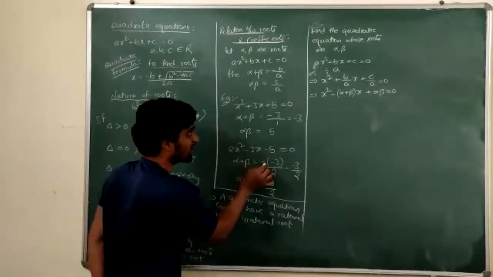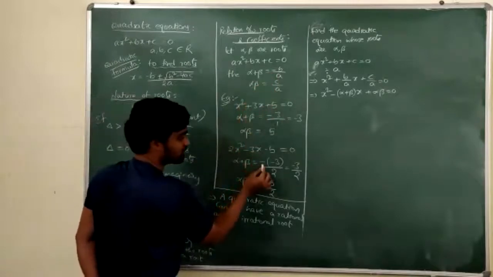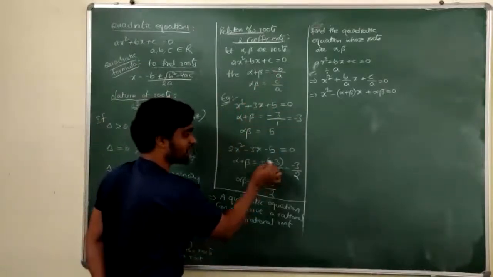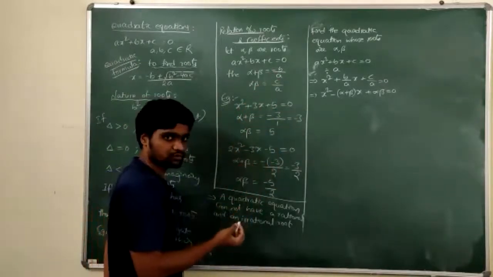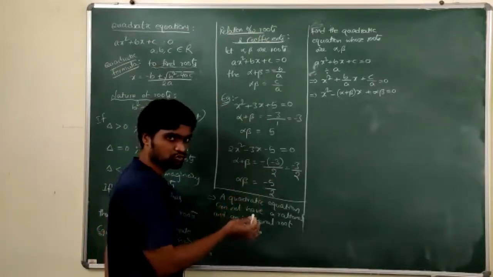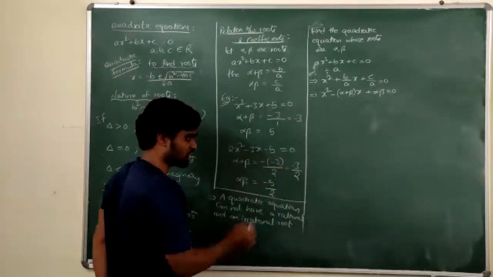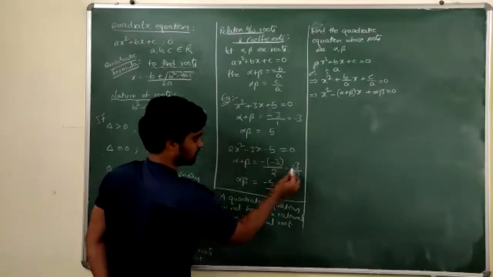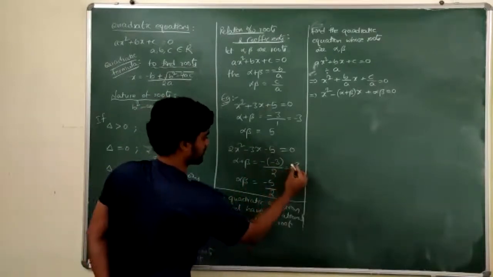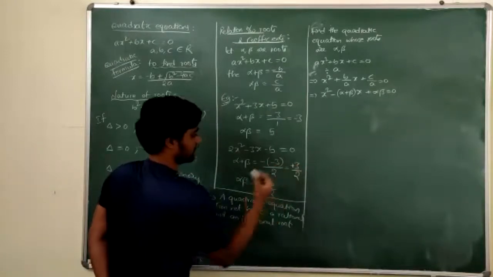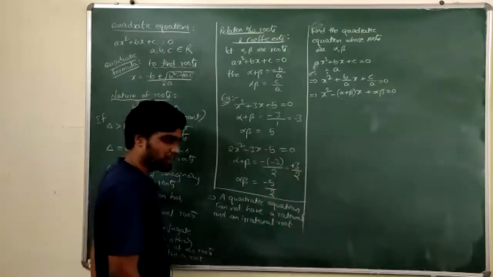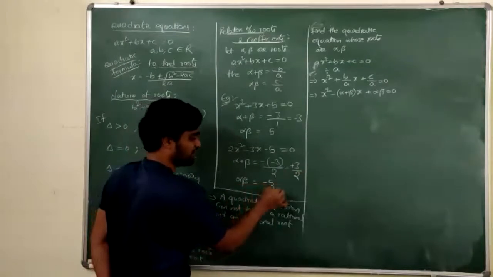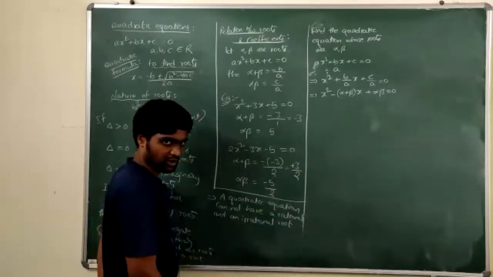So this minus is in the formula, and this minus is in the coefficient. So don't club those two. Those two are different negative signs. Minus of minus 3 by 2, plus 3 by 2. Sorry. Minus of minus 3 by 2, plus 3 by 2. And alpha into beta is equal to minus 5 by 2.